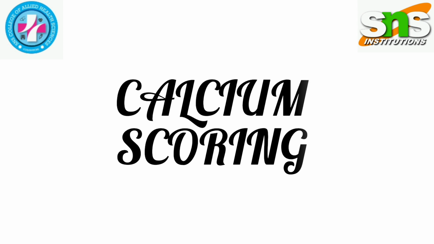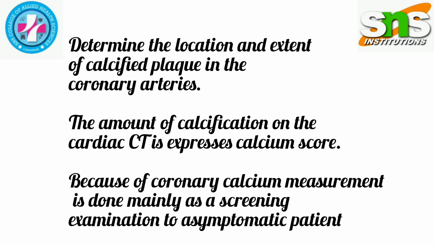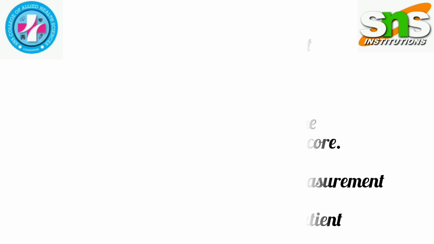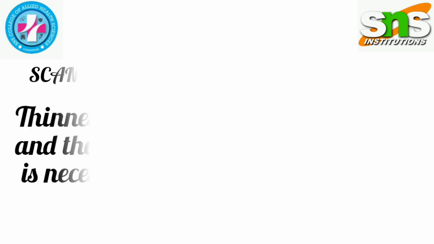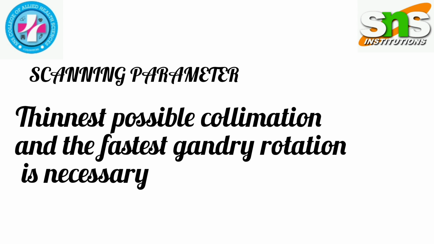I add a small note about calcium scoring. It determines the location and extent of calcified plaque in the coronary artery. This is a helpful diagnostic tool by measuring the amount of calcium that builds up in the coronary artery. The amount of calcification on the cardiac CT is expressed as the calcium score. Because coronary calcium measurement is done mainly as a screening examination in asymptomatic patients, the radiation dose is a particular concern. Scanning parameters: the thinnest possible collimation and the fastest gantry rotation is necessary.